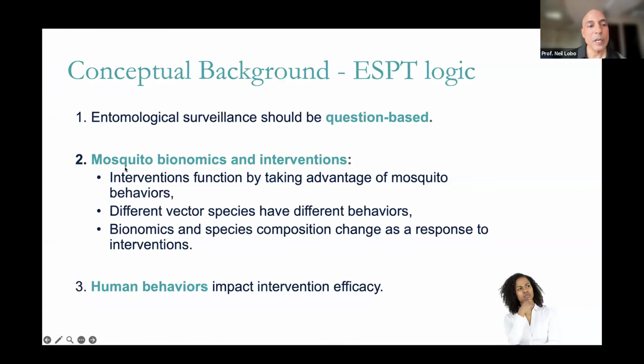It's really important to look at mosquito behaviors and how interventions function. And we went over these principles on previous slides, right? Interventions function by taking advantage of mosquito behaviors. Different vector species have different behaviors, right? And all this changes when you put an intervention in. When we put an intervention into place, we immediately change transmission. And we have to remember that, right? If we immediately change transmission, why do we continue doing the same things? We need to adapt as we move forward. So human behaviors impact intervention efficacy, of course.